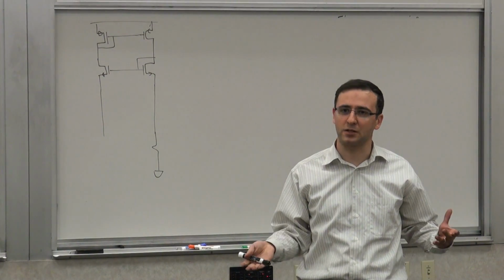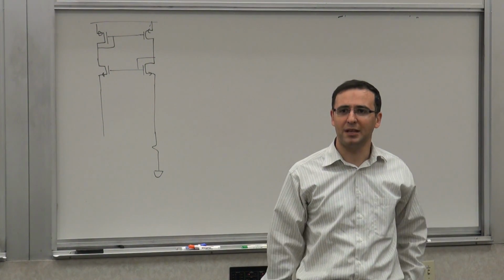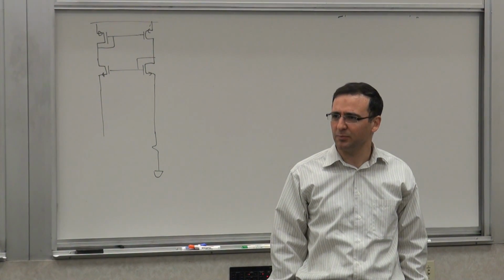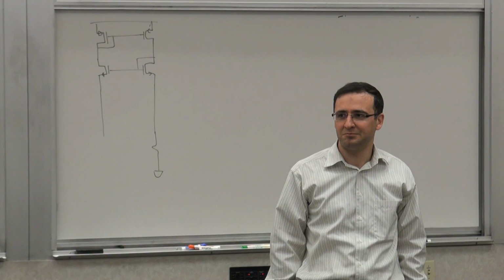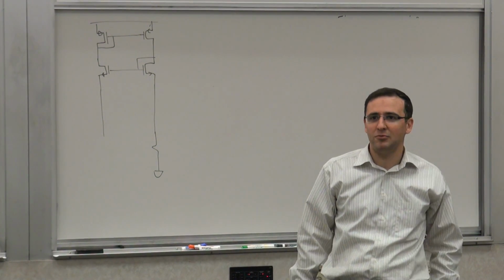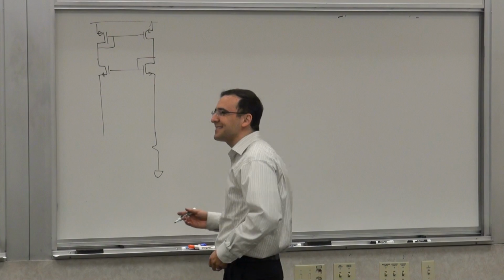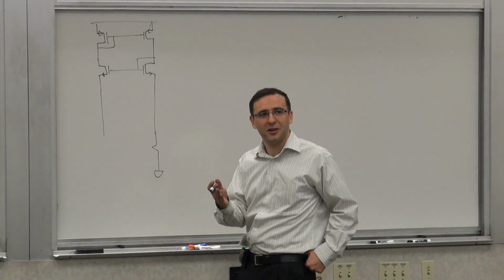You could have a BiCMOS process where you get both bipolars and MOSFETs. But if I'm in a pure MOS process, can I get a bipolar? Can I get a VBE? Yeah, junction. I have junctions still, right? I mean, all I need is really a diode. I need the PN junction.